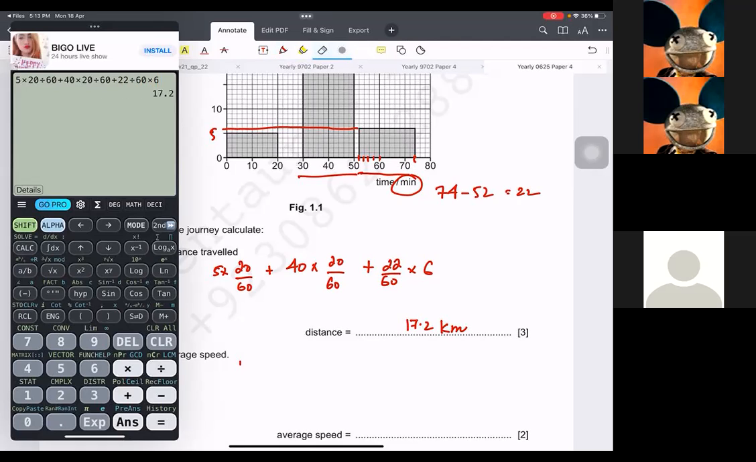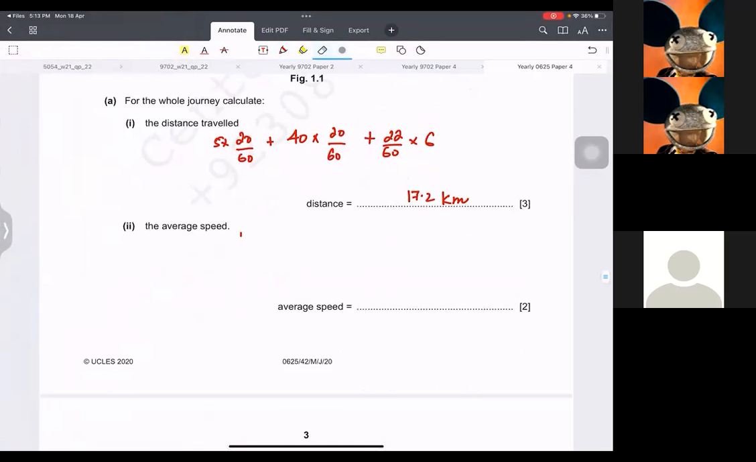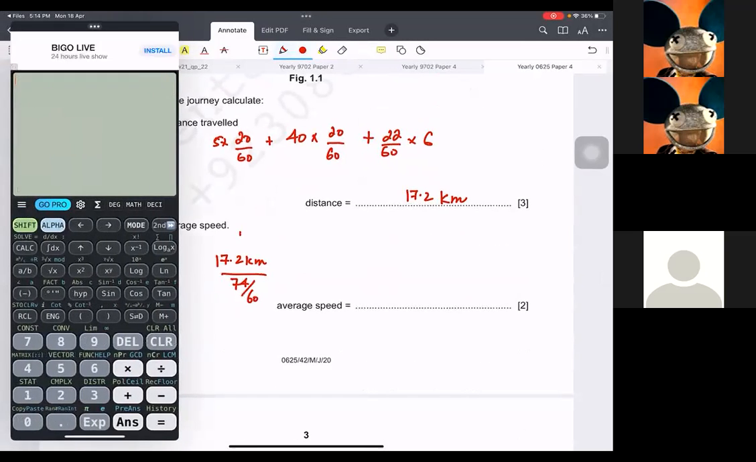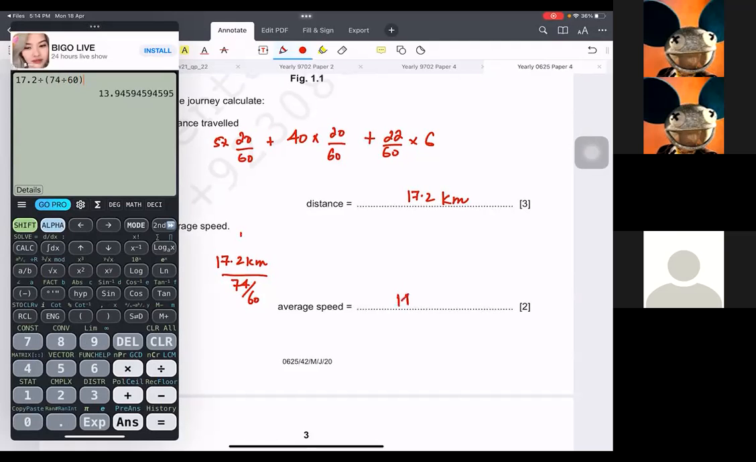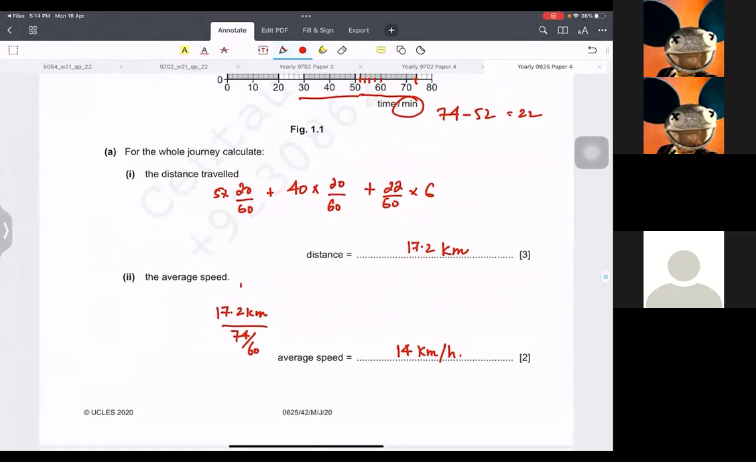Now you should basically convert it. It's very important. Now average speed. Average speed is the total distance over total time. Total time was 74, so 74 divided by 60. Use your calculator, open the brackets. So it is 14 kilometers per hour. If you have any questions, please let me know. This was 3 marks because it was a tough question. It's not an easy one.